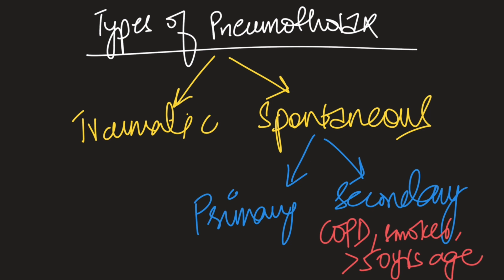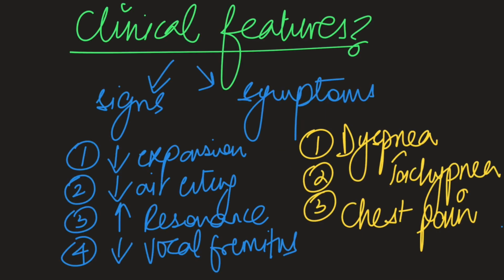Other conditions associated with secondary spontaneous pneumothorax include TB, asthma, pneumonia, sarcoidosis, malignancy, bronchiectasis, or even pulmonary fibrosis. So, what are the important clinical features?